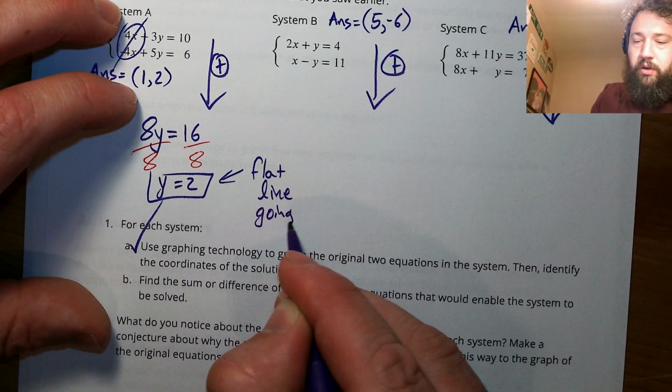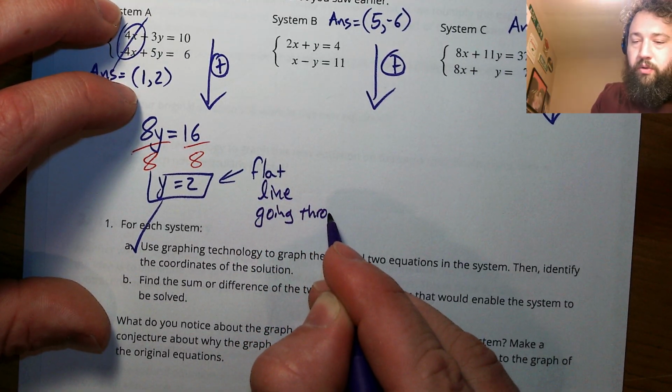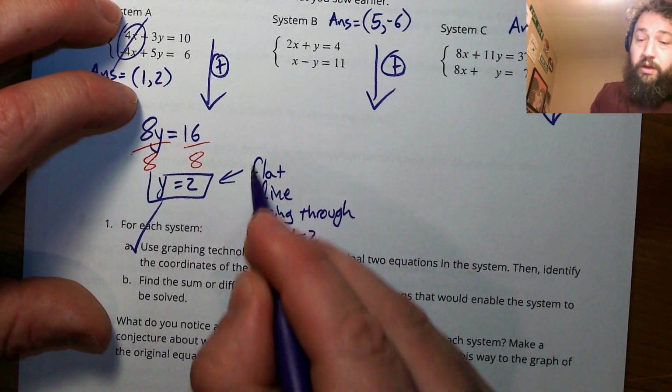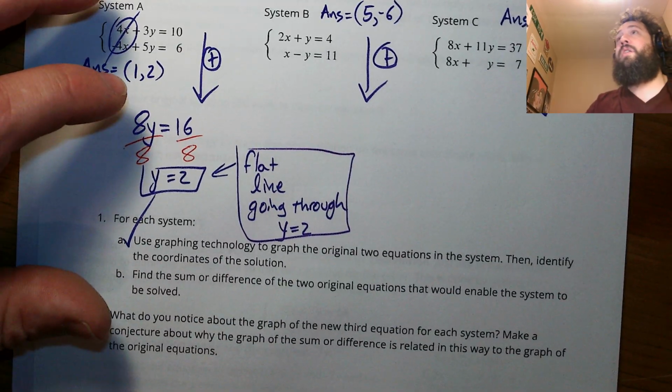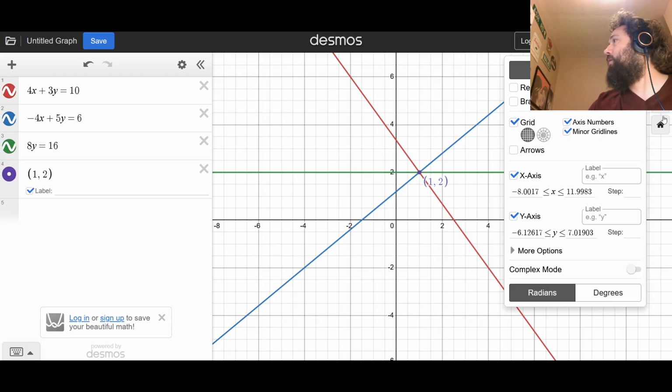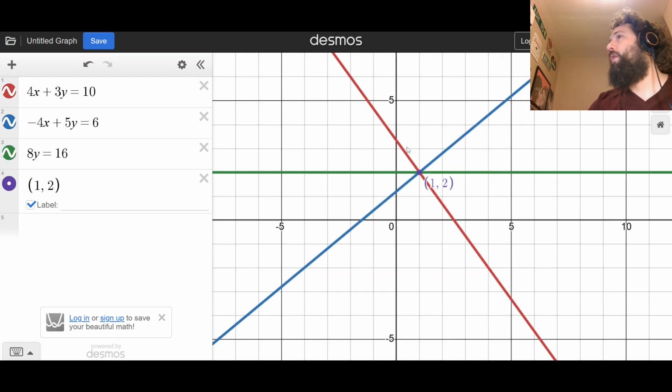going through y equals 2. Honestly, that's what we saw there. That is this green line here, that flat green line going through the 2. I wonder if I can zoom in on this. There we go, make it a little bigger for you.